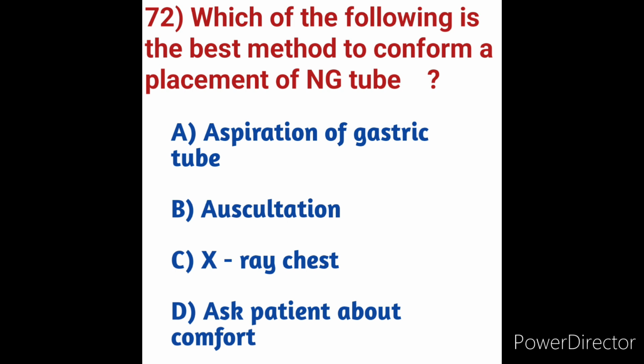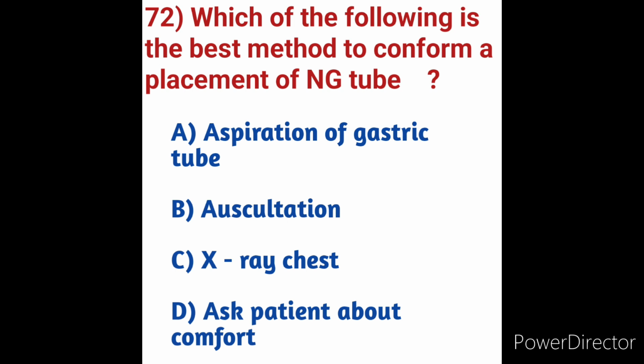Chest. Option D, ask patient about comfort. The radiographic confirmation of NG tube placement: the gold standard for nasogastric feeding tube placement is radiographic confirmation with a chest X-ray. Taking an abdominal X-ray is the best way to confirm the location of the tube, even if there is aspiration of gastric content, as the tube may be placed past the pylorus, where it will aspirate not just gastric secretions but also hepatobiliary secretions, leading to persistently high output.